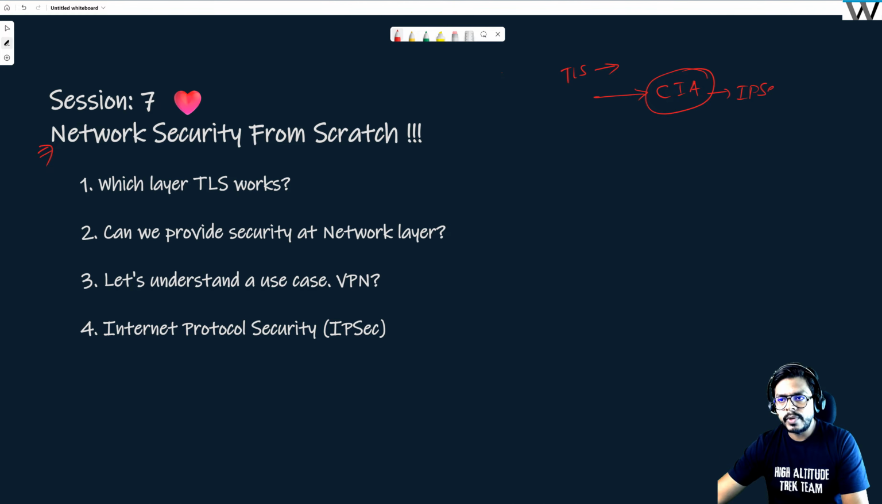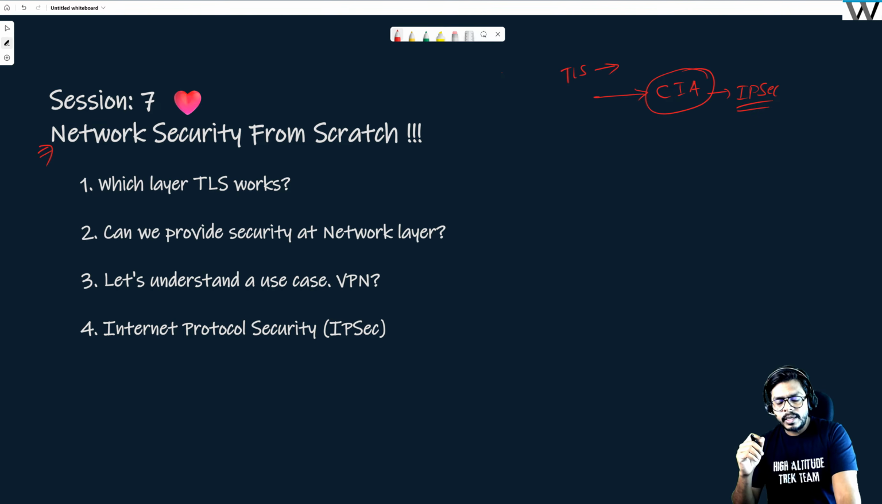But before coming to IPsec, we need to understand why we need another protocol which is providing us the same thing: confidentiality, integrity, and authentication. Believe me, to understand that piece, you need to understand the basics of networking too, that is, how a particular packet is processed at the network layer.